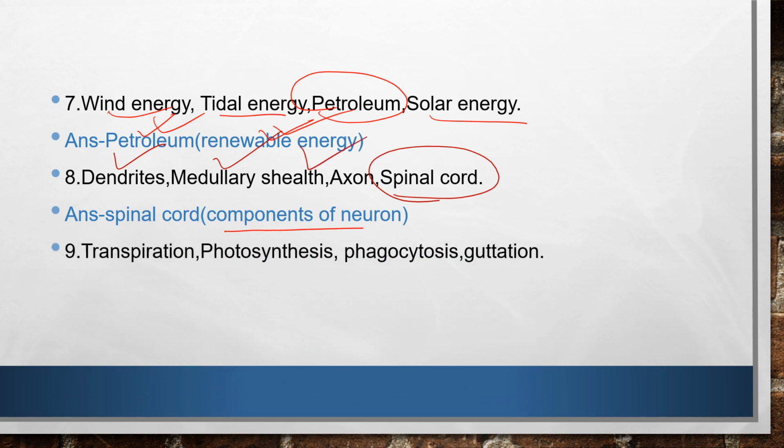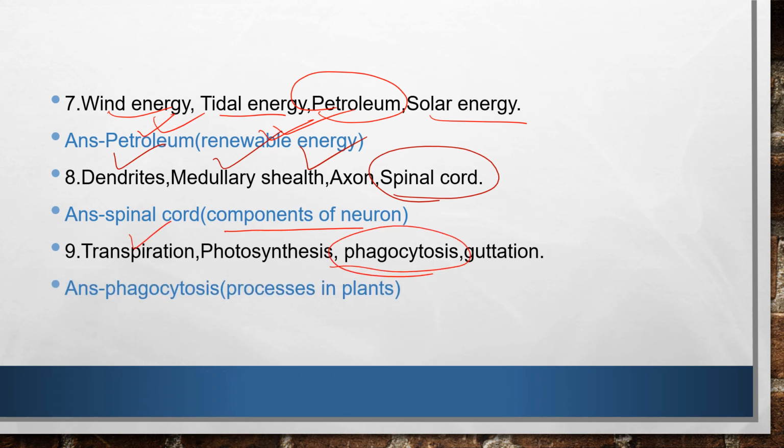Now next one: transpiration, photosynthesis, phagocytosis and guttation. So which one should be the odd one out? Here the odd one out should be phagocytosis, and the other three are processes in plants. So this is happening in animals.